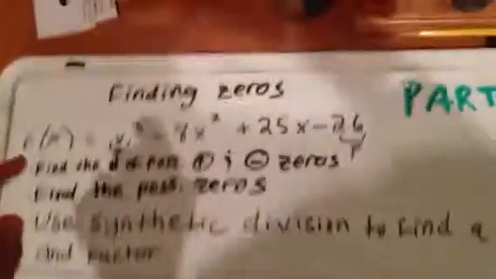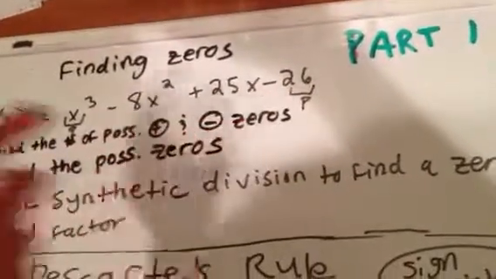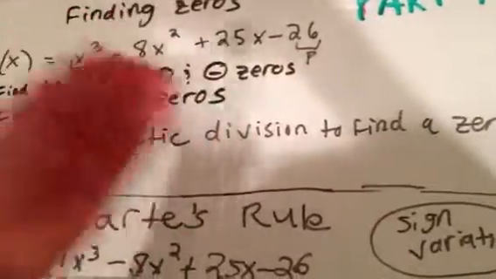However, in our example problem, there are no zeros because it goes x cubed minus 8x squared plus 25x minus 26. So it goes in descending order, and each degree, or term I should say, has a coefficient, a non-zero coefficient.